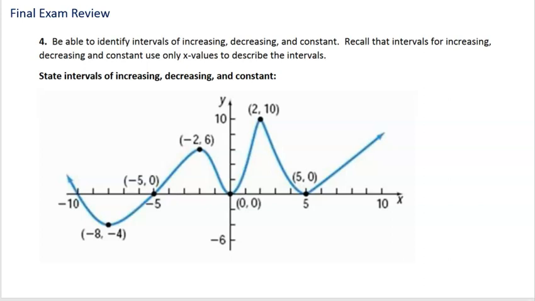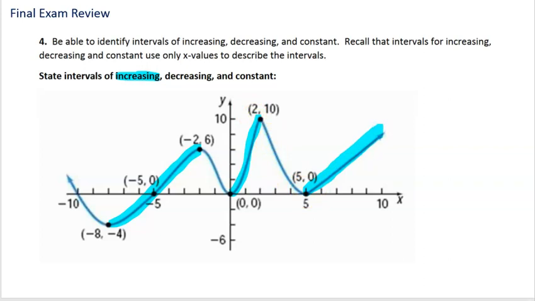So increasing, I'm going to highlight that in this color. And let's find where it's increasing. Now this piece over here, that's decreasing. I'm not going to highlight it. This whole piece right here, that's increasing because it's rising from left to right. Then we've got decreasing. Look, then we've got increasing again, rising from left to right. Then we've got decreasing, and then finally we've got increasing again, rising from left to right.